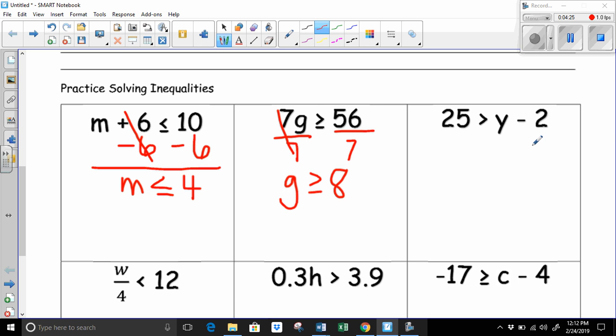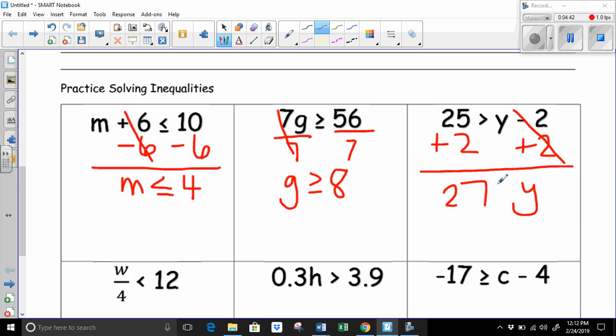Now that you've solved this problem, we're going to add 2 on both sides. Since our variable is y, we want to get that by itself. I'm going to go ahead and slash this here and bring down my y. 25 plus 2 gives us 27. And our inequality symbol is a greater than symbol. So we end up with 27 is greater than y.